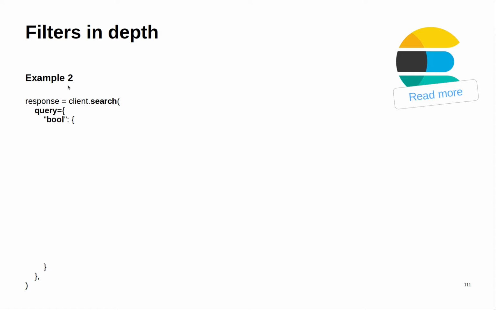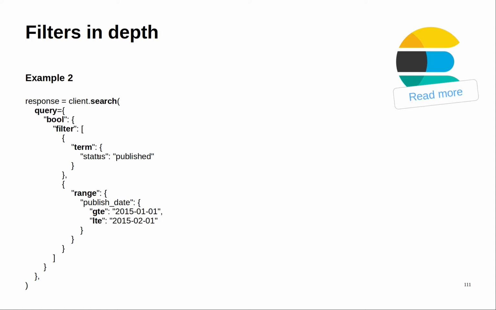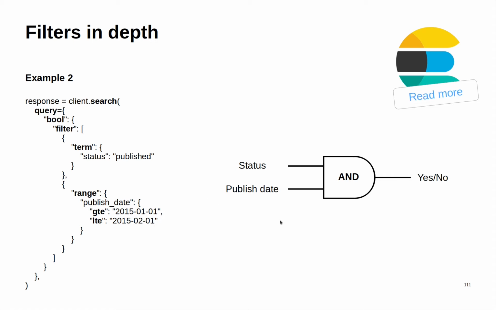Example number 2 follows a similar pattern, but this time we will use a date field to demonstrate how to handle this data type. Here we use the range filter and specify the date interval with greater than or equal to and less than or equal to parameters. And again, this works as an AND gate. So here you have status and publish date.